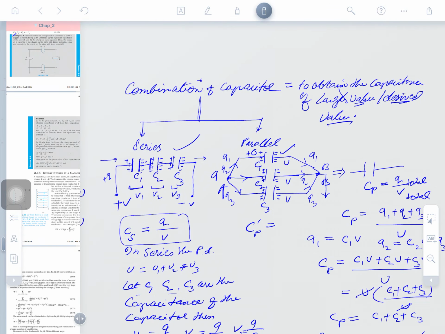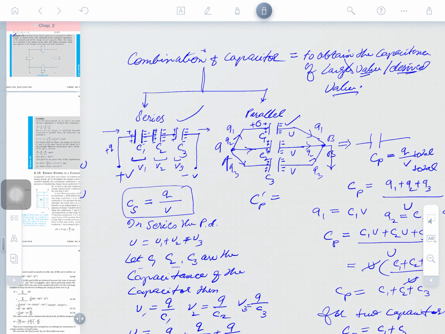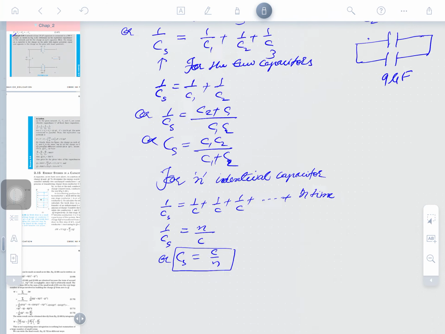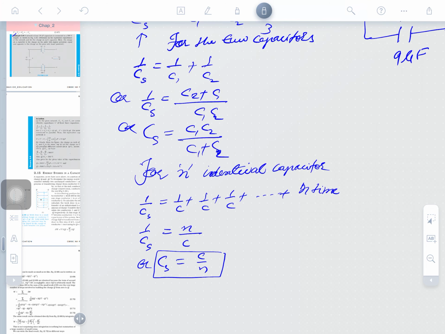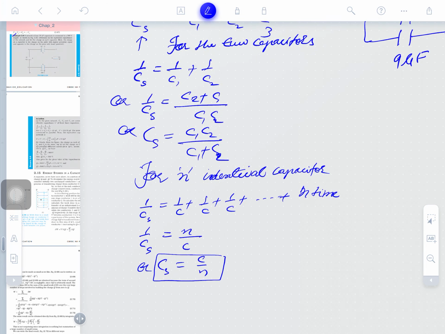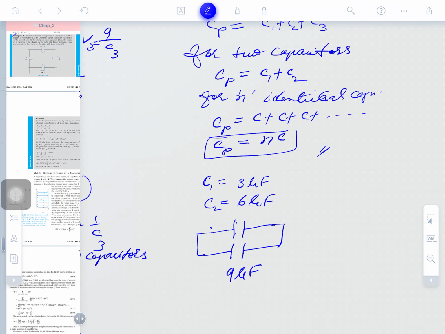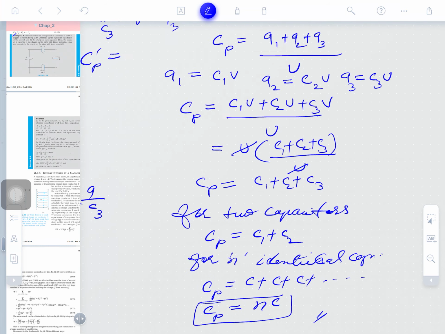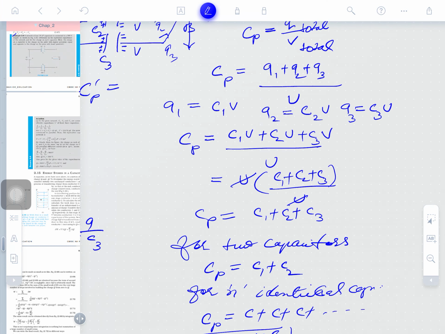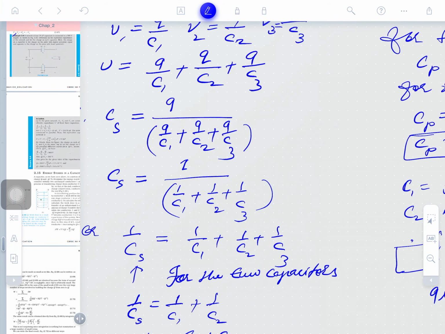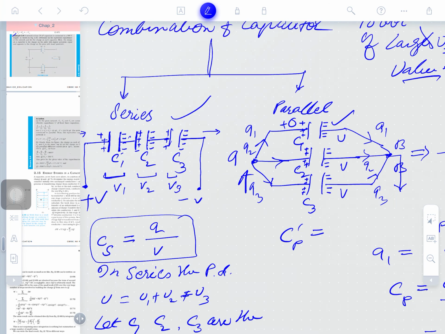Yesterday we explained the combinations of capacitors: the series combination and the parallel combination. In the series combination, the formula for the capacitance is Cs equal to product upon sum for two capacitors, and for n capacitors there is this. In the parallel combination the capacitance is given as this, so the capacitances get added up.